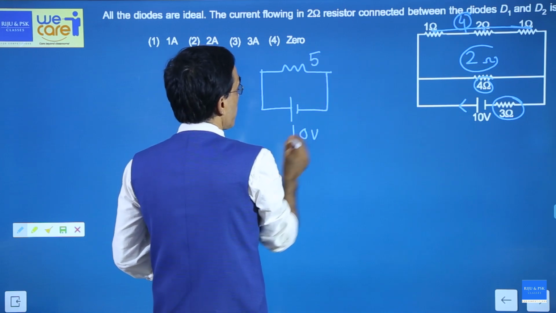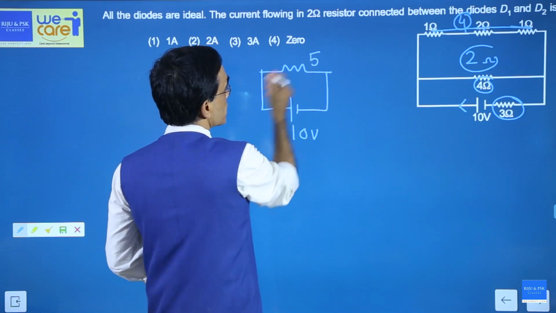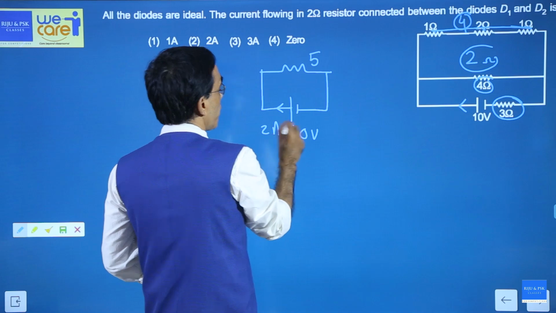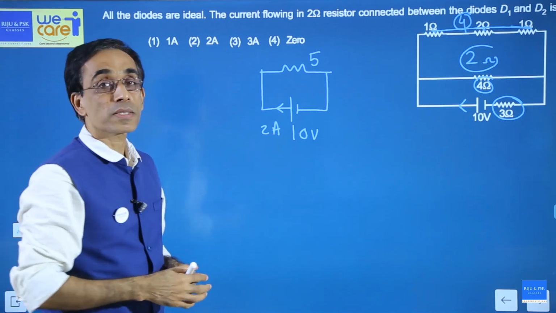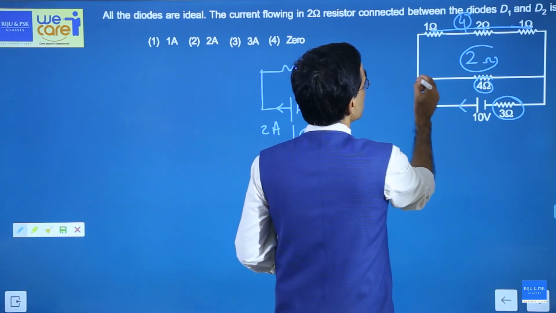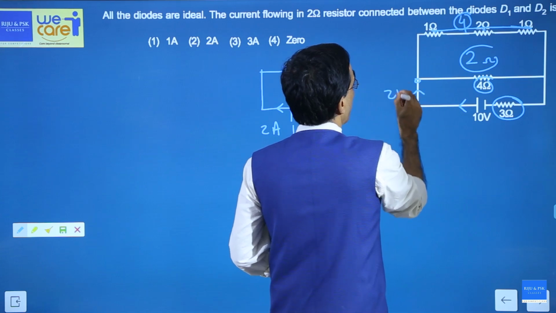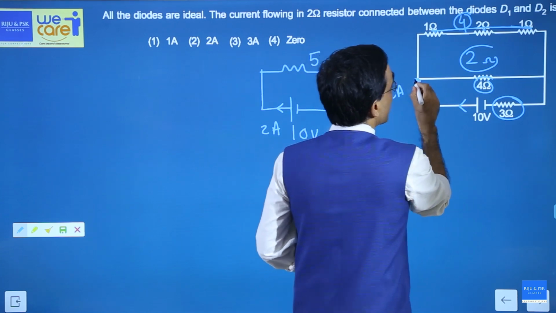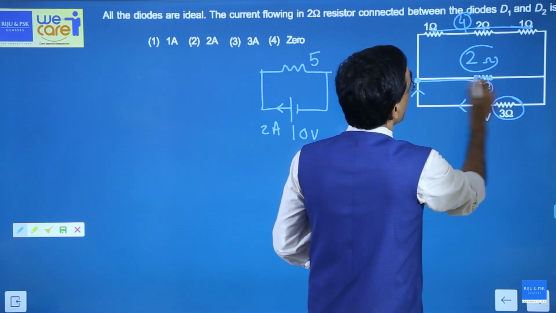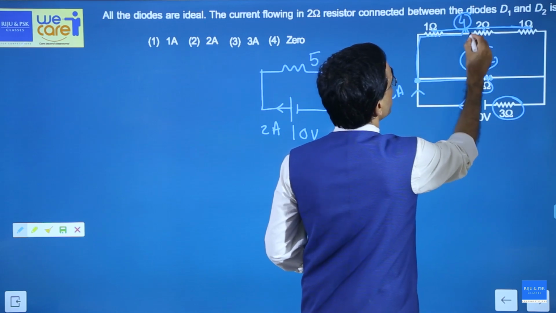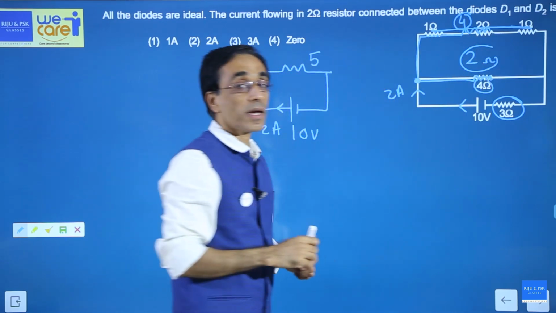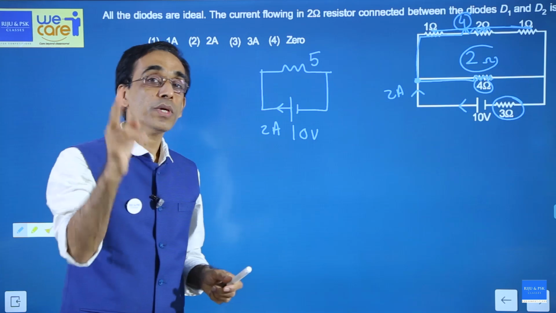That's very easy. That means from the cell, how much current will come? 2 ampere will come. From the cell 2 ampere will come. So that current will reach this junction, 2 ampere. And for this current, there is a branch with 4 ohm resistance and there is another branch also with 4 ohm resistance. So what will happen to that current? The current will split into 2 equal currents.